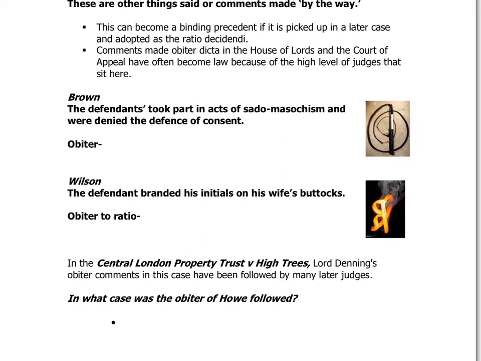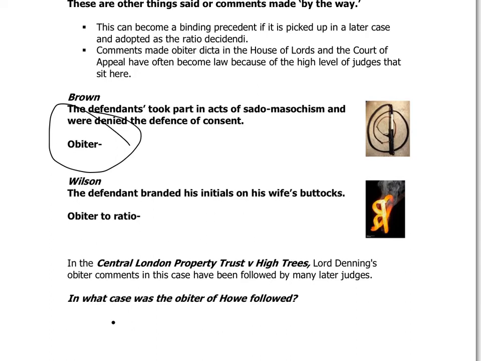Then we've got the cases of Brown and Wilson, which you've already covered. So Brown, remember, was the S&M case. So basically, in Brown's ratio, it said, as we know, that you cannot consent to S&M activity. In the obiter, then, they talked about what you can and can't consent to. And one of the things that they said that they believed you could consent to was branding. Right?